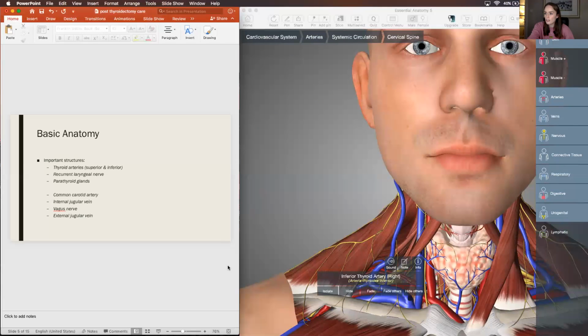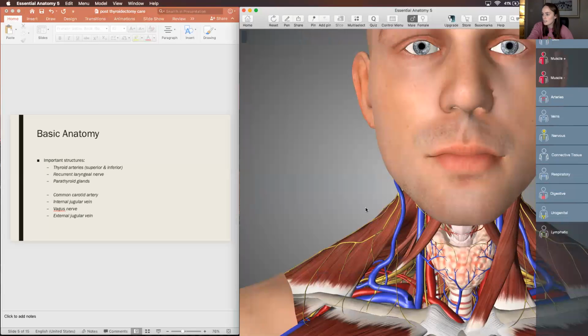So we've gone through these structures: the thyroid arteries, which are most likely going to be done and dusted after the operation; the recurrent laryngeal nerve, which should be there and should not be disrupted; the parathyroid glands, which should be preserved but can be disrupted; and then the big blood vessels and nerves of the neck.